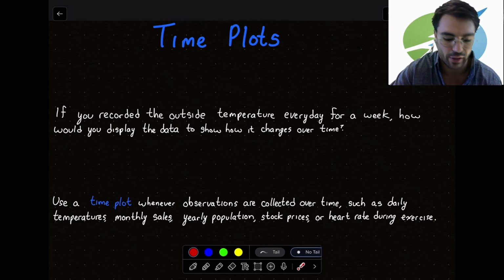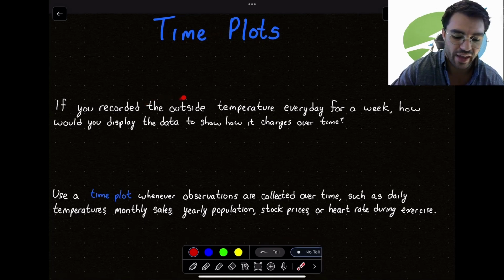All right, so what is a time plot? Let's take a look. Say you recorded the outside temperature every day for a week. How would you display the data to show how it changed over time?